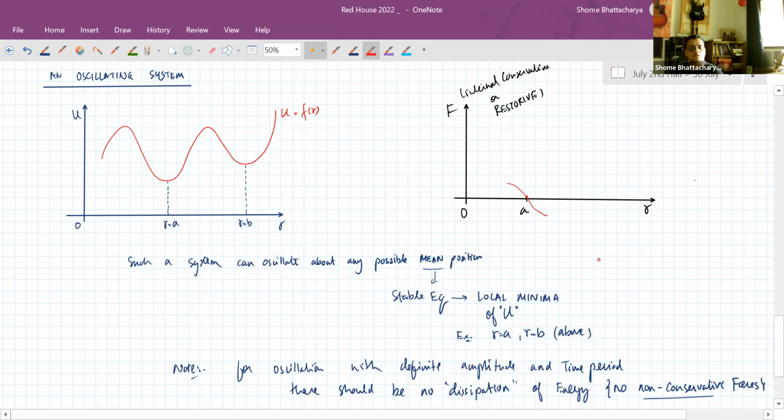Similarly, you see that at the point B, again something like this only will be happening. So A and B are our stable equilibrium positions. Whereas this kind of point, let's say C over here, would be the other equilibrium point, but that would be unstable, because on the positive side there's positive force, on the negative side there's negative force, whereas A and B, they are stable equilibriums.